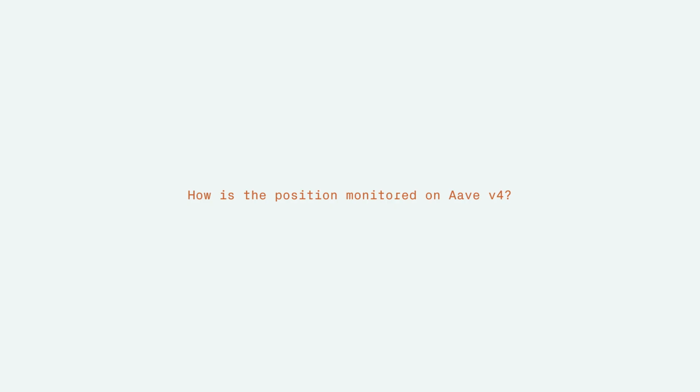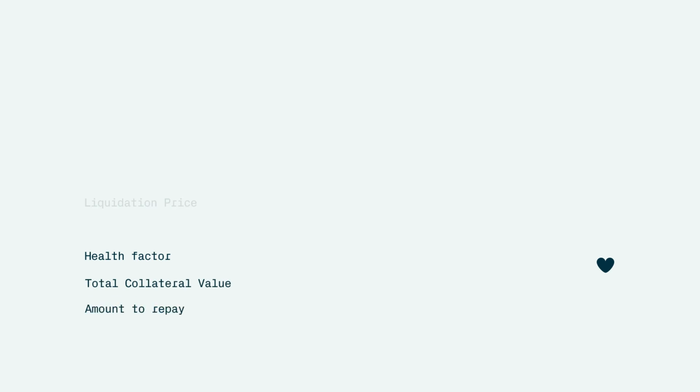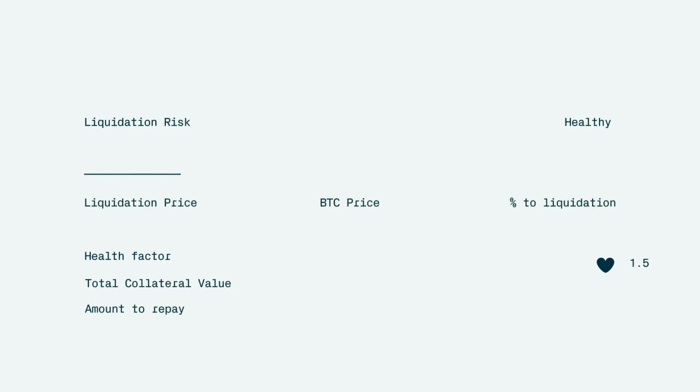How is the position monitored on Aave v4? On Aave v4, risk is managed through a metric called a health factor. Health factor combines collateral value, debt, and protocol risk parameters to assess the health of the position. As BTC price falls or debt increases, health factor falls. If it drops below 1.0, the position becomes liquidatable. If the position is liquidated, the application will reset the health position back up to the target health factor.